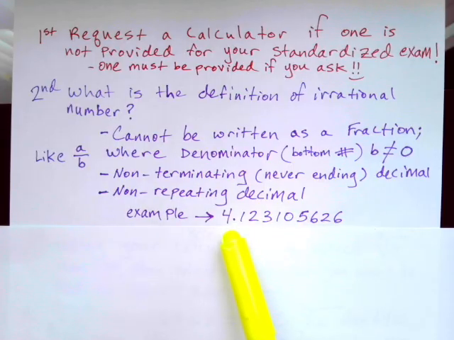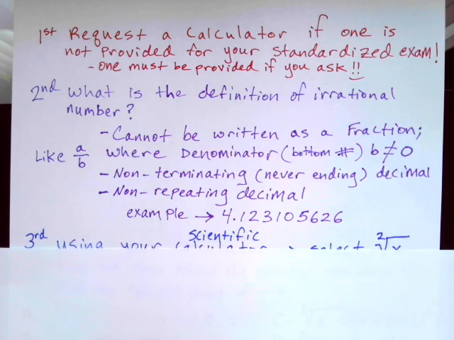Now, a repeating decimal would look like 0.12121212. That would be considered a rational number. But you can see this number does not repeat. It does not go on and on and on. This is an irrational number, very similar to pi, right?